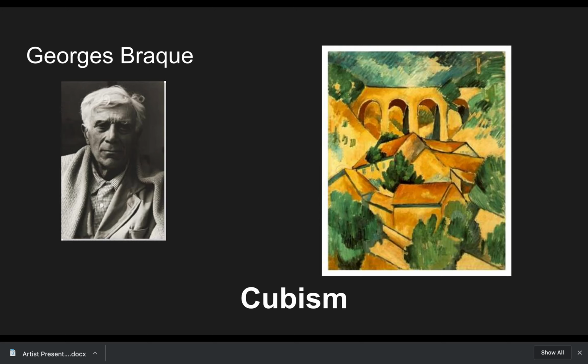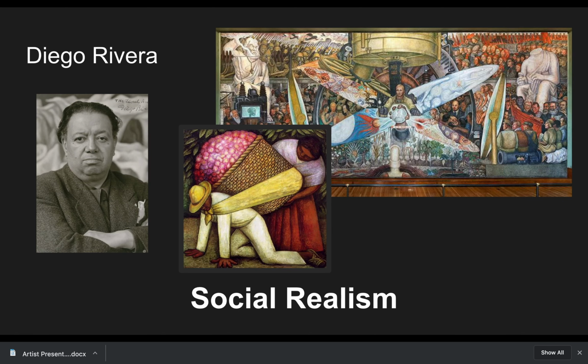His contemporary Georges Braque, also involved with the Cubism movement, the breaking apart of the planes of reality into something that is more fractured. You have Diego Rivera, the social realism artist, who takes the ideas of realism and really blends them with Marxist theory and socialist ideas and blends that political message along with the artistic styles.